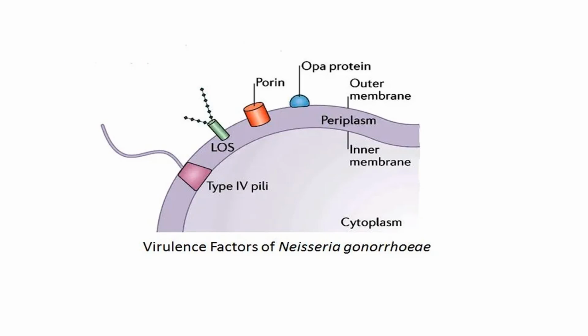Summary of the virulence factors of Neisseria gonorrhea. The most important virulence factors include the pili, that is the extension of the cell, lipo-oligosaccharide mainly present in the outer membrane, porin proteins, opacity proteins, and parts of the outer membrane that act as virulence factors that help in the pathogenesis of Neisseria gonorrhea.